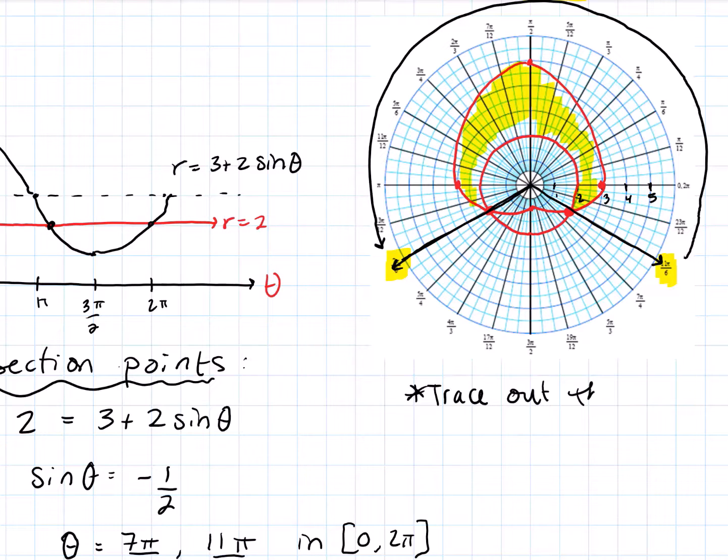in increasing order of theta, right? We want to make sure that theta increases as we trace out. We can't go from 11 pi over 6 to 7 pi over 6. That would not be going in the right direction.